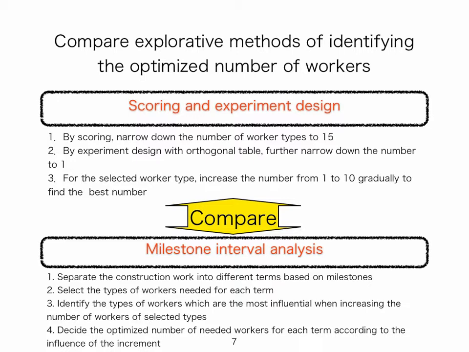So next, we will discuss the method to find the optimized number of workers needed. In order to discuss the usefulness of the proposed experiment design method, we will compare our method with the previous one and discuss which one is better. The method in previous work considered the overall construction work and tried to find the most influential type of workers if the number is changed. In contrast, our method will separate the overall construction work into different terms and try to find the most influential type within each term.